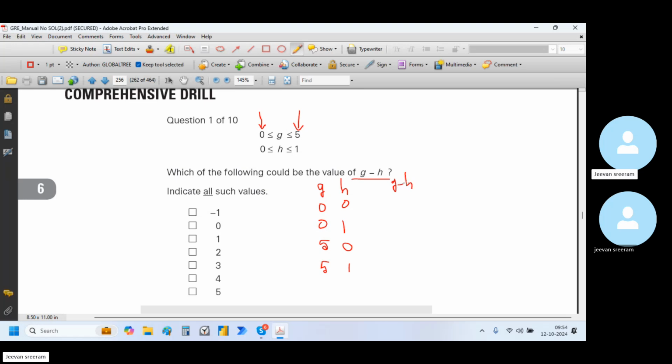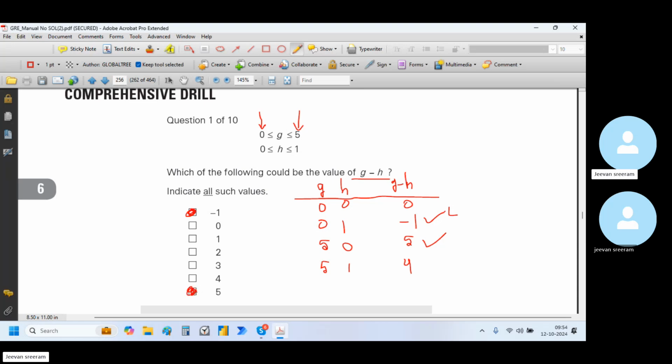You will get possible combinations for g and h, which give you extreme values of g and h, g minus h. Okay. So g minus h: 0 minus 0 is 0, 0 minus 1 is minus 1, 5 minus 0 is 5, 5 minus 1 is 4. So which is the highest? 5 is the highest. Which is lowest? Minus 1 is the lowest.